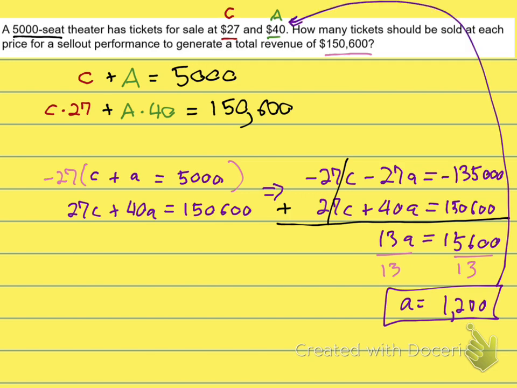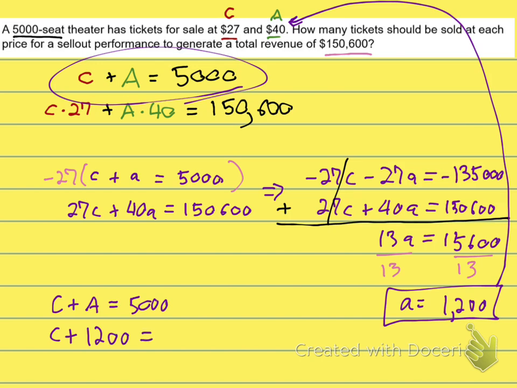How do I find out how many of the $27 tickets? Well, I could take this first equation here: C plus A equals 5,000. C plus 1,200, right? What's left over to get 5,000? So subtract 1,200 on both sides. 5,000 minus 1,200 equals 3,800.